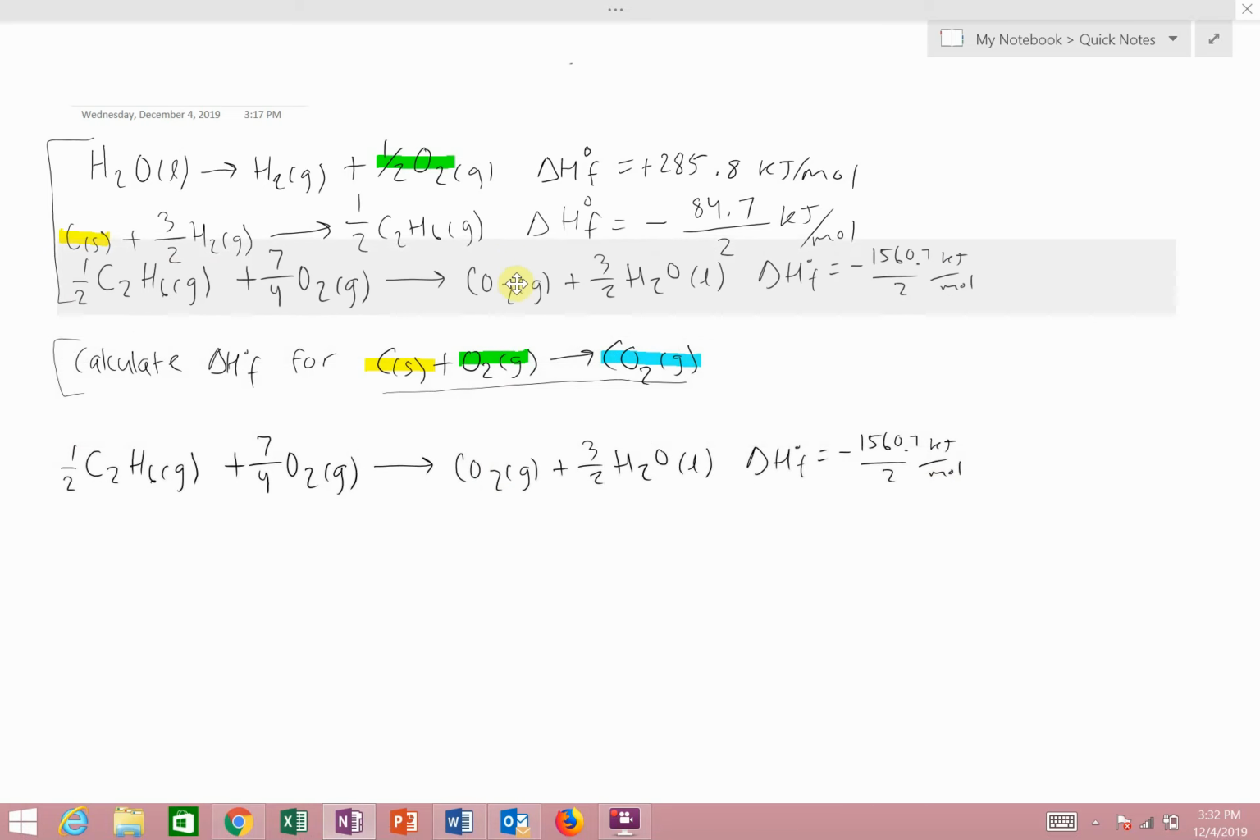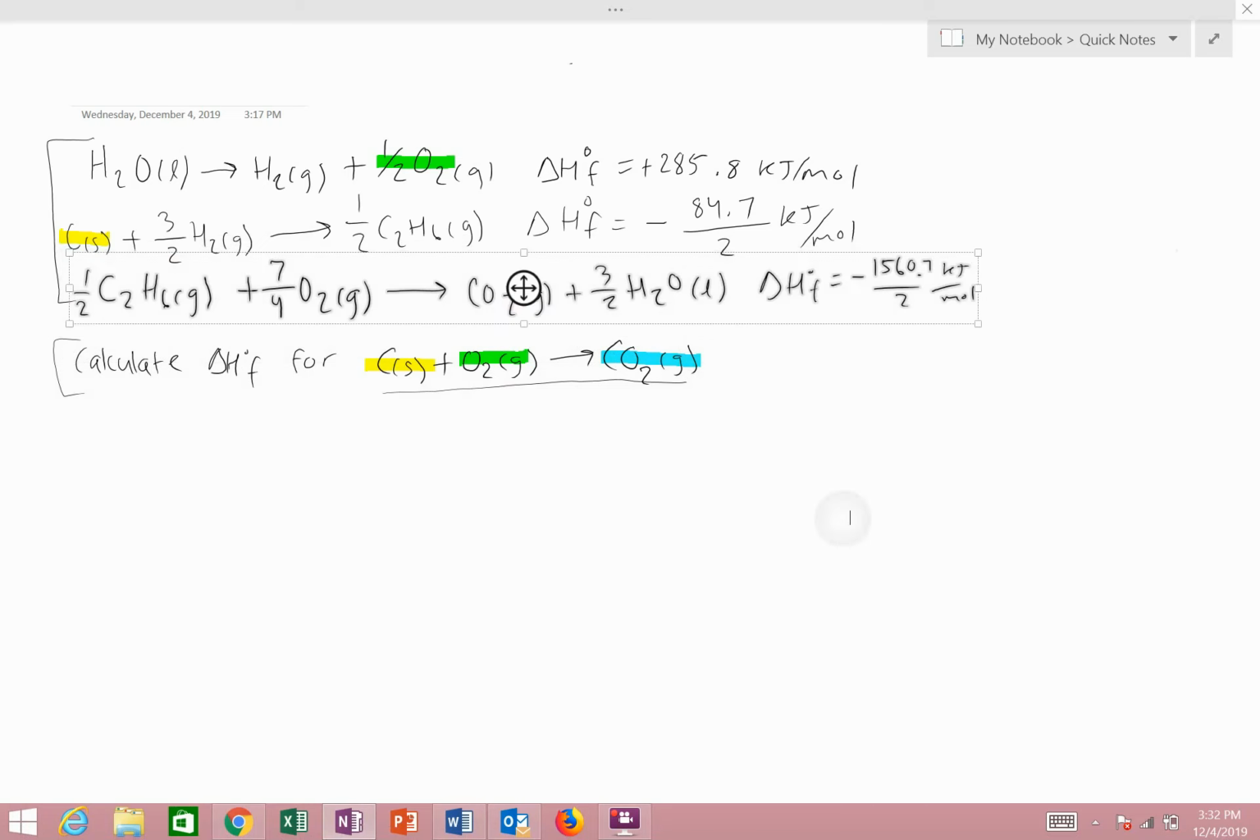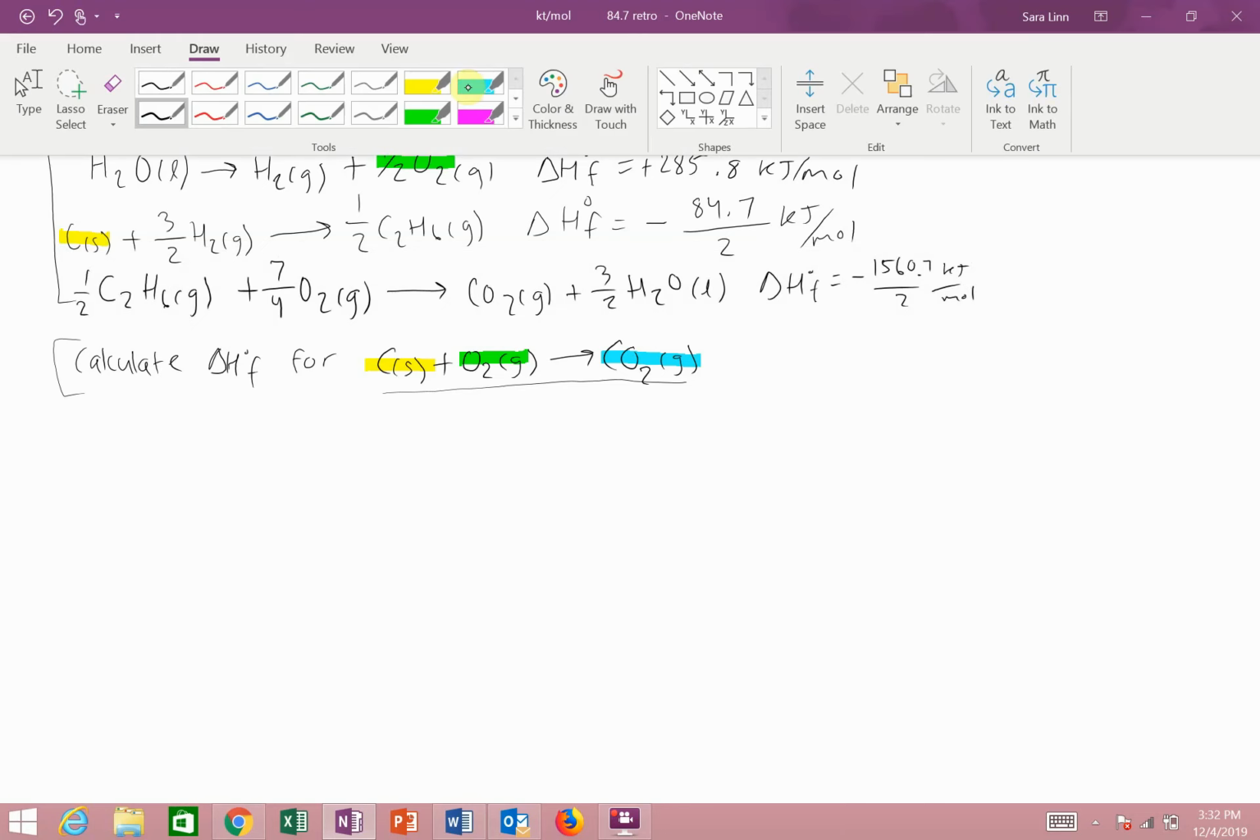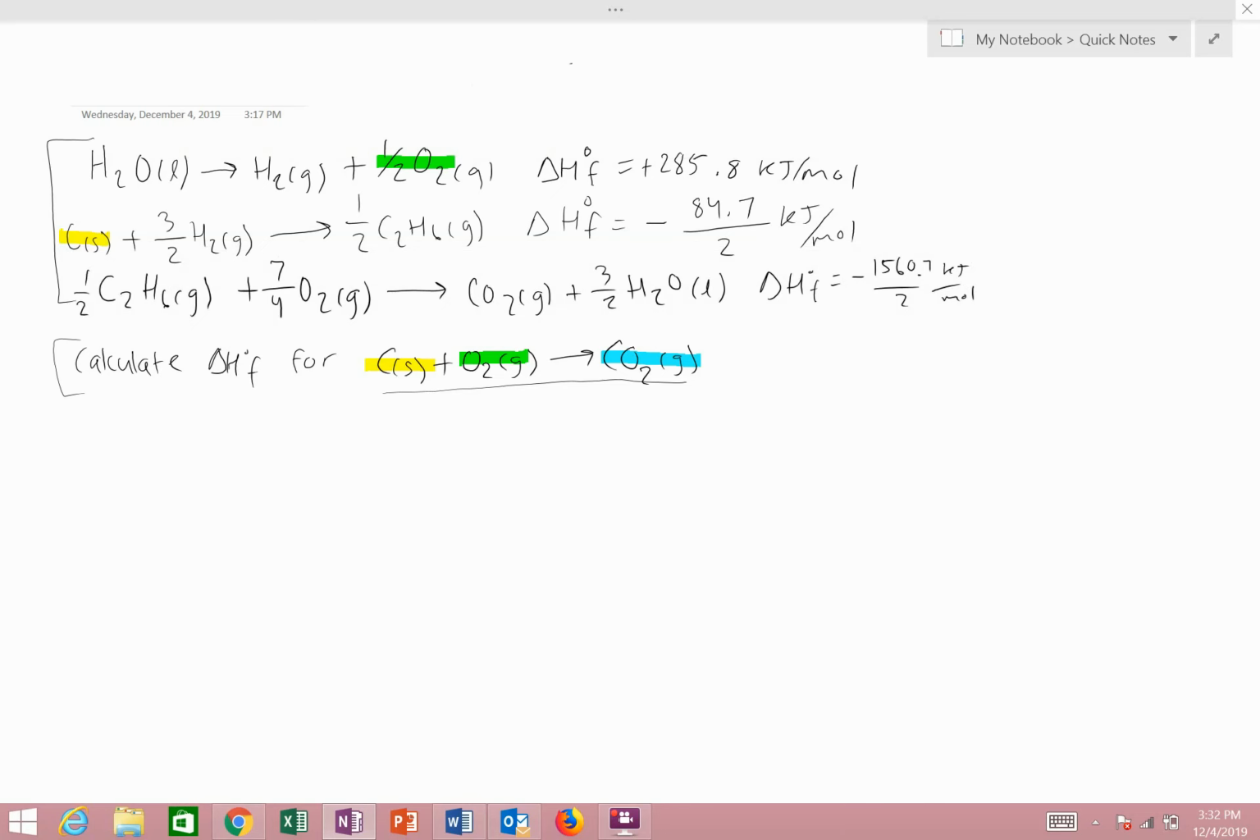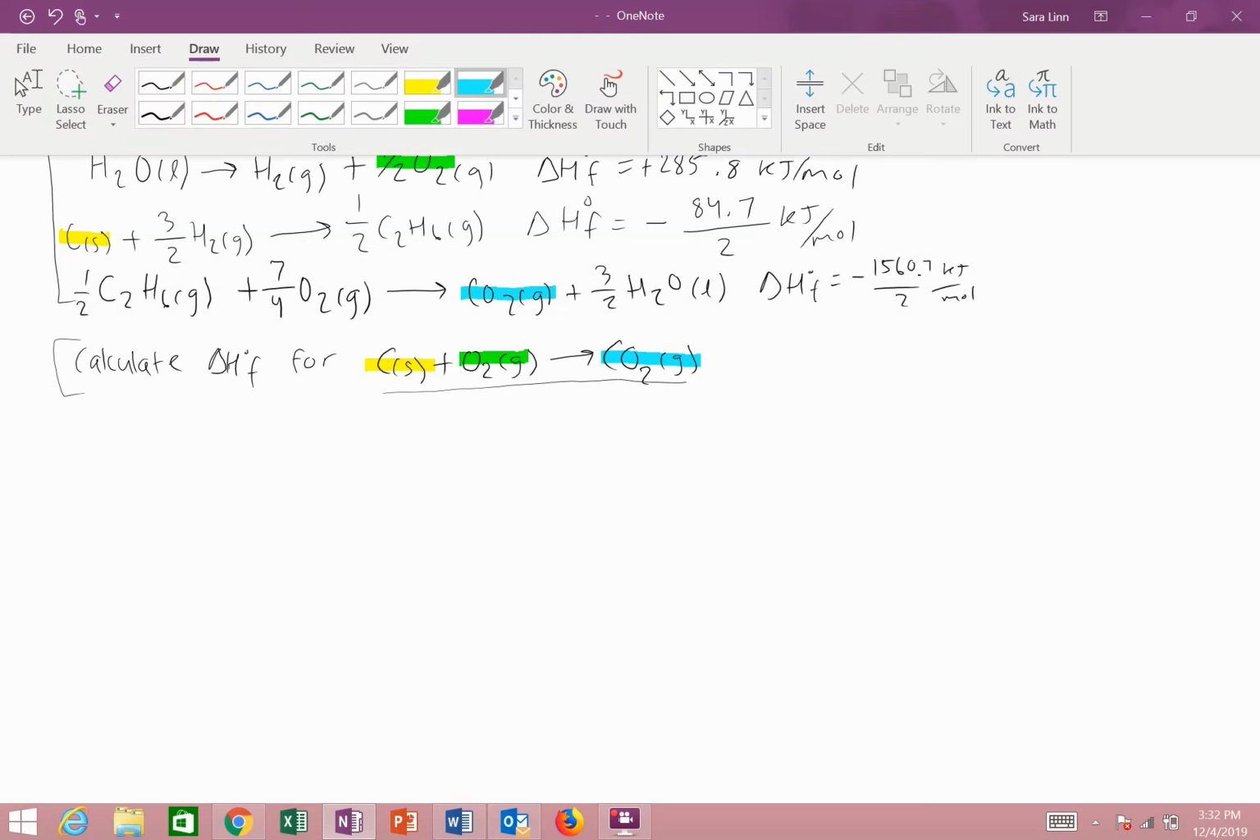And then we're gonna put it up here. Okay, so just to make sure that we have everything correctly, we have carbon dioxide on the product side and we have 1 mole of it. So that's great.